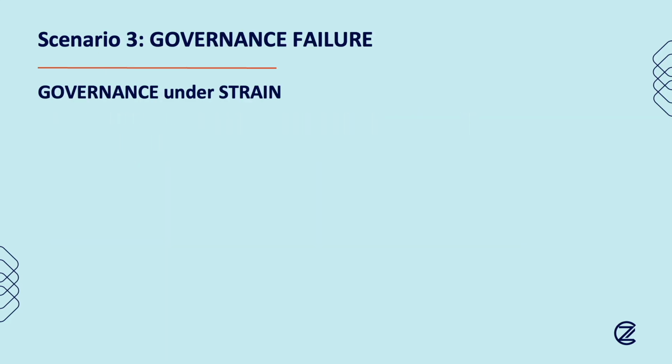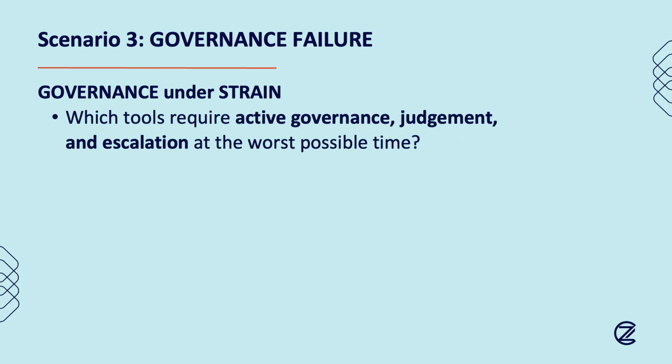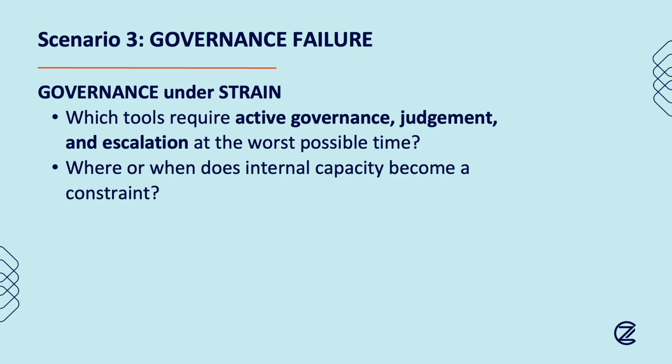Scenario 3, governance failure. Which tools in your private equity portfolio require active governance, judgment, and escalation when things are not doing well? Usually those may be your co-investments, those may be your direct investments, and maybe to some extent some of your listed private equity tools. Where or when does the internal capacity become a constraint? How many people do you have that actually deal with governance questions?